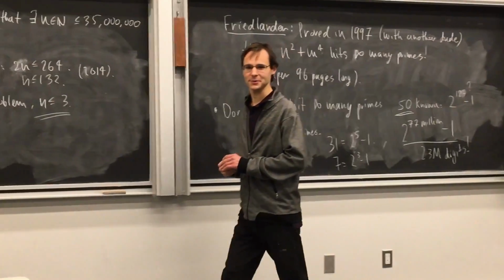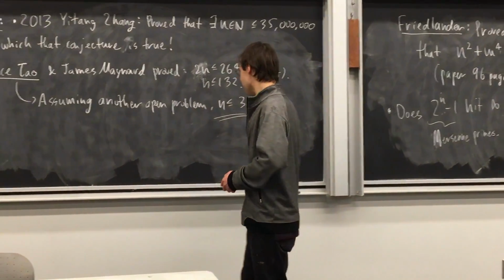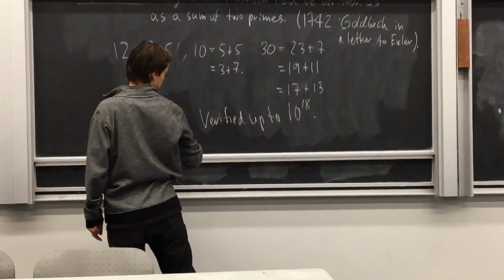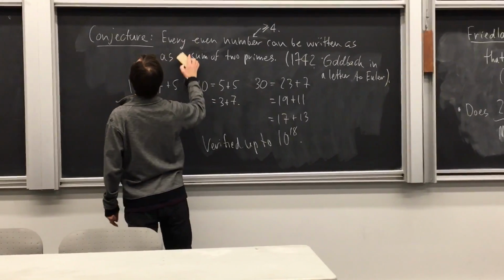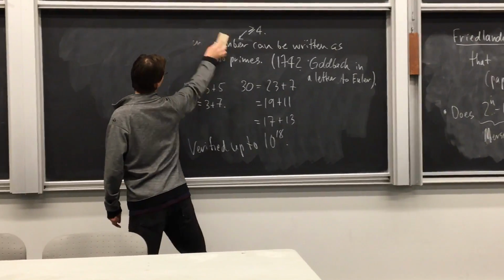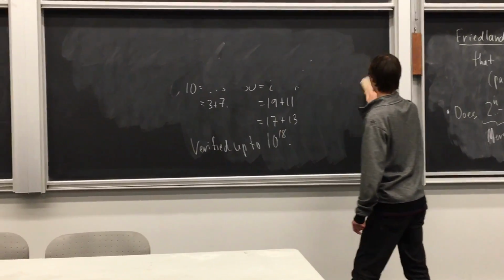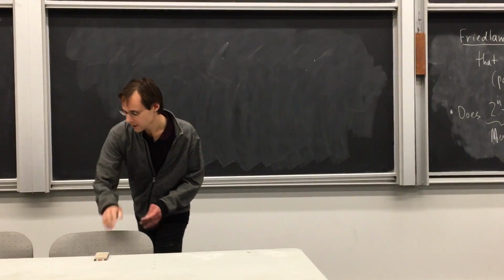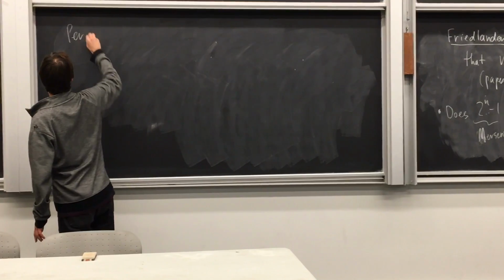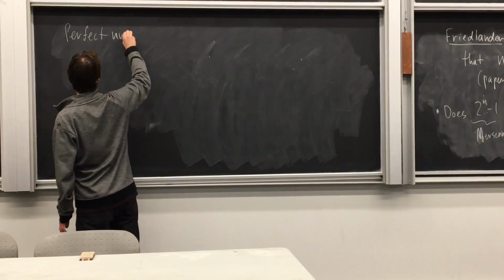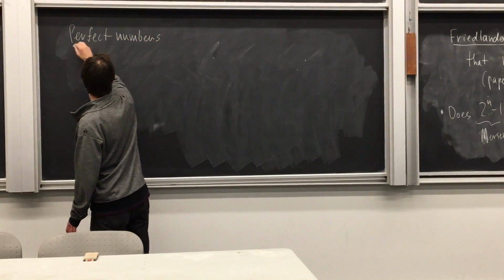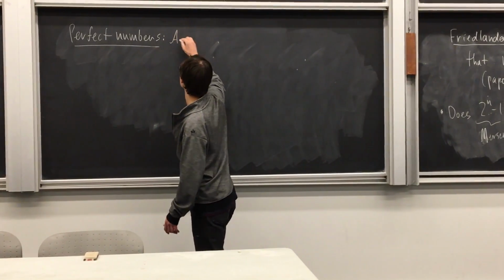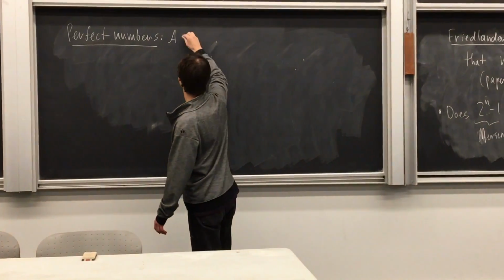So let's leave primes. We've been spending too much time on primes, haven't we? Let's talk about something else. Let's talk about something called perfect numbers. Let me write over here. So another number theory question. Perfect numbers. So what is a perfect number? A number whose proper factors add up to itself.